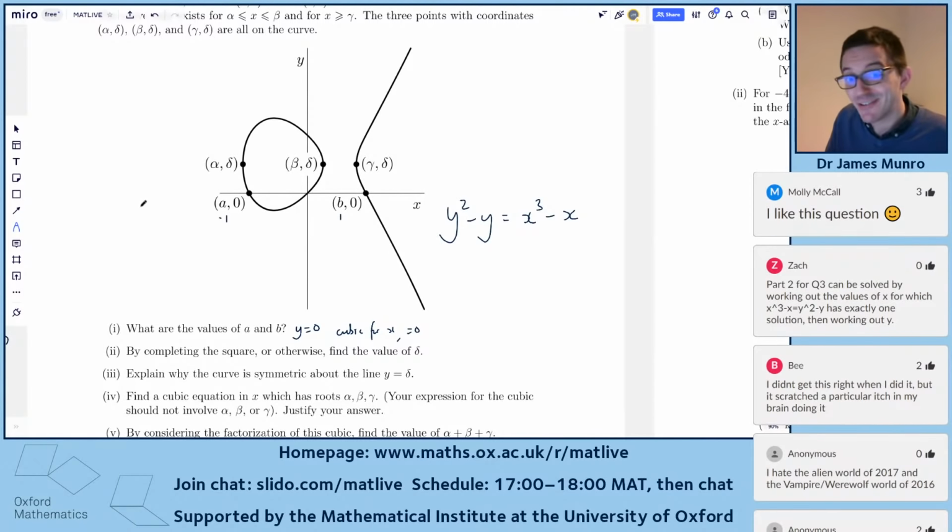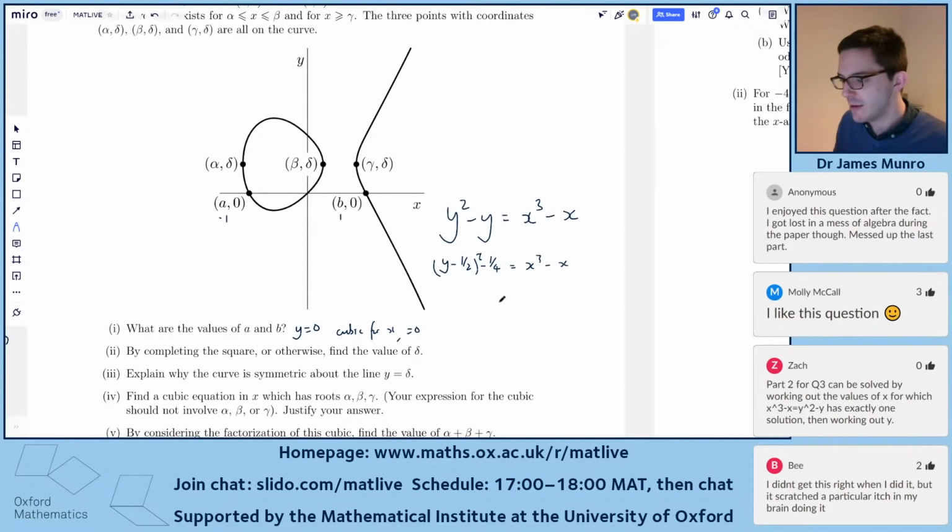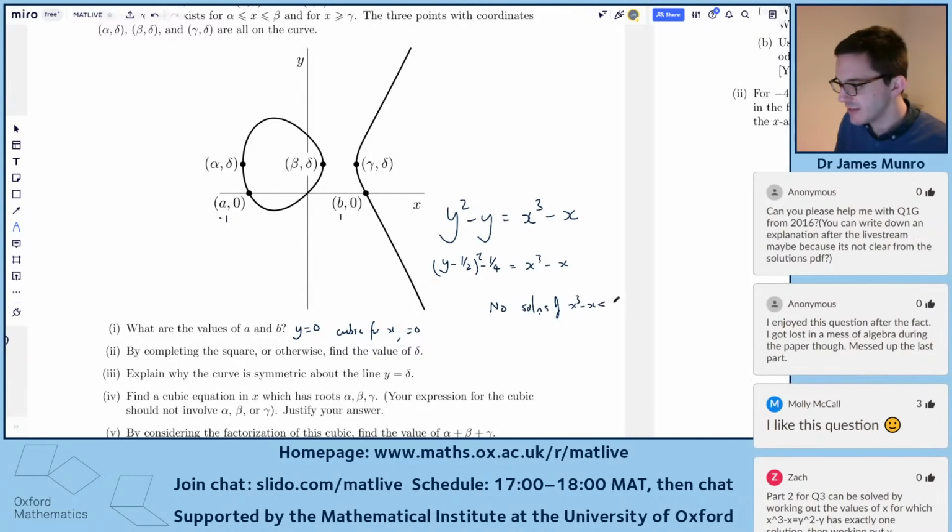Is it negative that I mean, or is it less than some number? Let's find out. The left-hand side has this minimum value, which I can get by completing the square. Its minimum value is -1/4, so that's the problematic value. If the thing on the right goes below -1/4, there are no solutions. So: no solutions if x cubed minus x is less than -1/4, and those special points are right on the boundary. They must be when x cubed minus x is equal to -1/4.